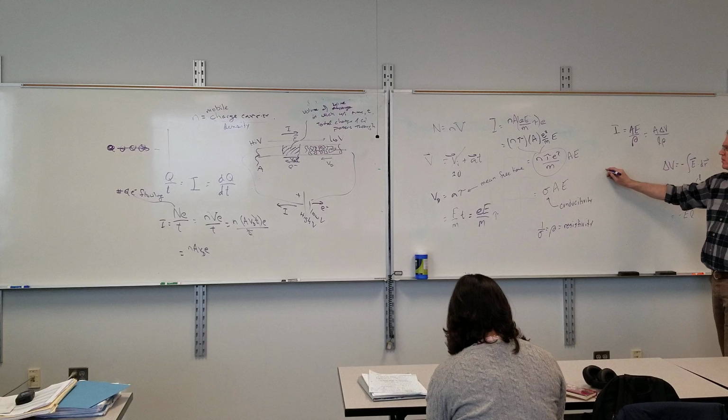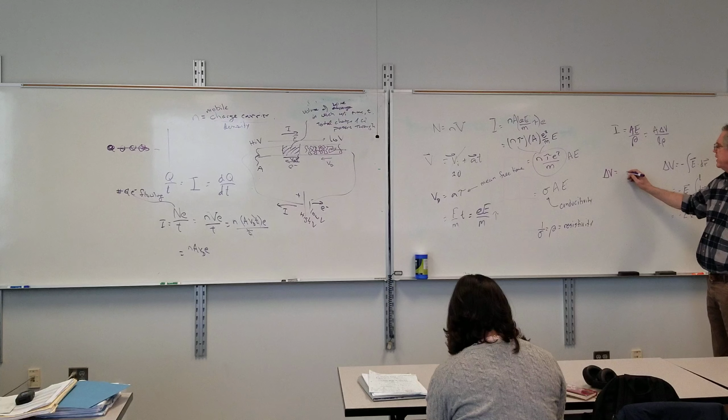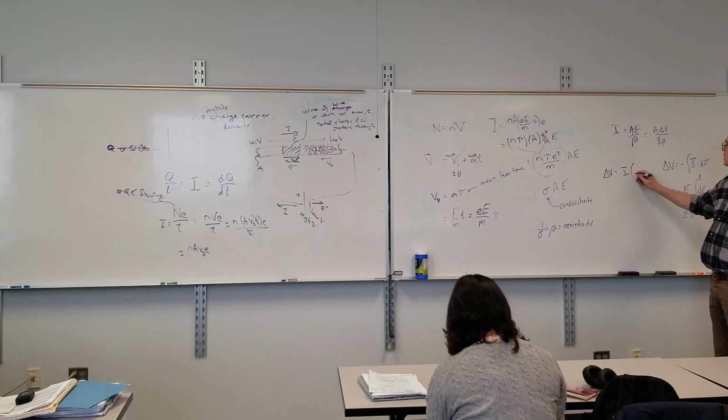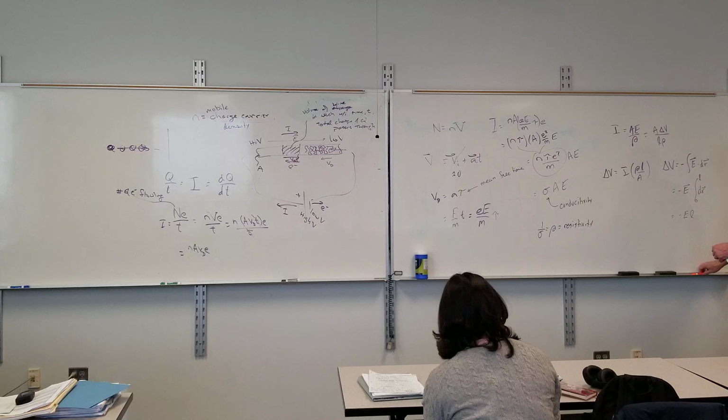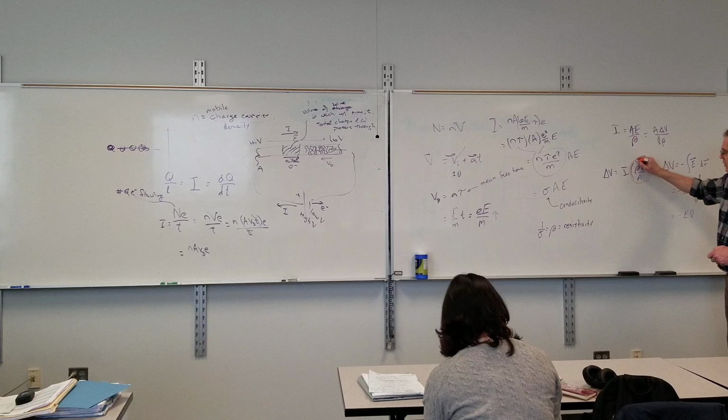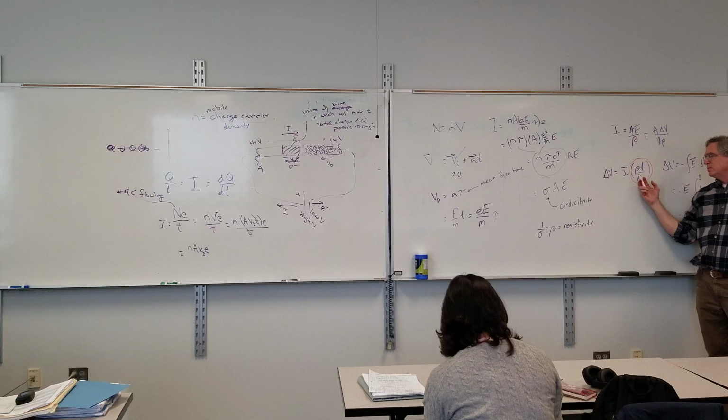Solving for delta V, because that's the more traditional form of it, I get I times rho L over A, which should look familiar to some of you. Well, actually, all of you. Here we have resistivity, which is a material-specific constant talking about how hard it is to flow.